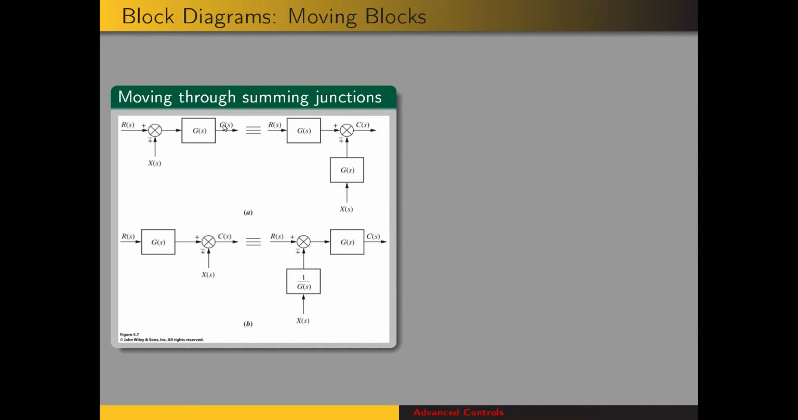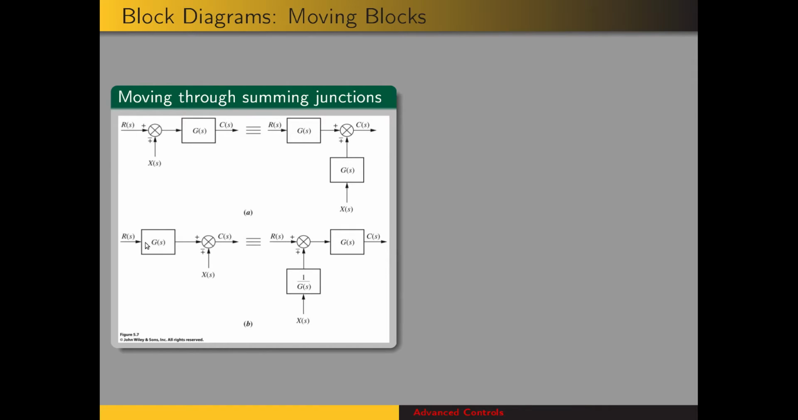So here we have C of S is equal to the sum of R and X times G. So if we wanted to move this block before the summing junction, then we need an algebraically equivalent system. And so that looks like this. Now C of S is equal to R times G plus X times G, which is the sum of R and X times G. So that's one way of doing it.